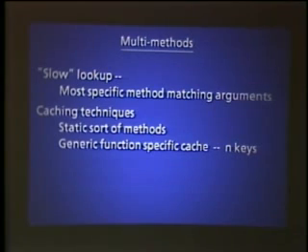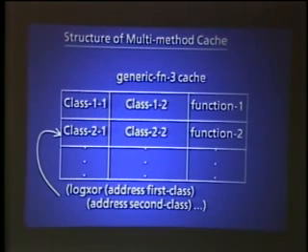Multi-methods use a very similar technique, namely the slow lookup finds the most specific method. The caching, again, makes use of either a static sort of the methods. It knows which one it can use at any time, or it can use a general cache. And here's a picture of the cache.